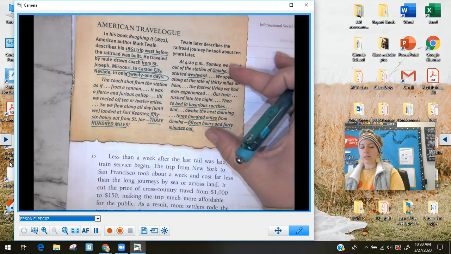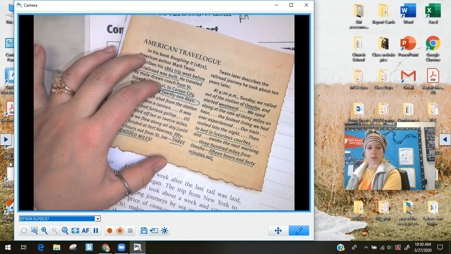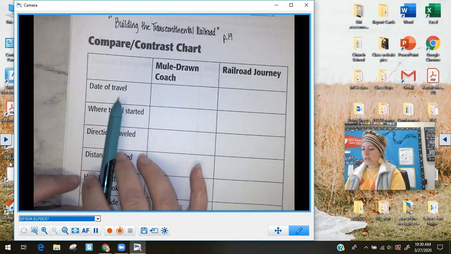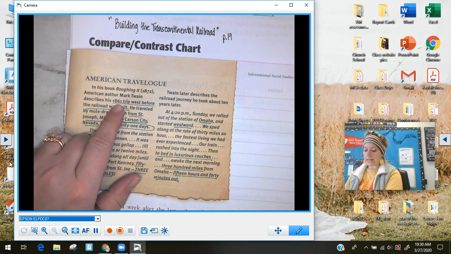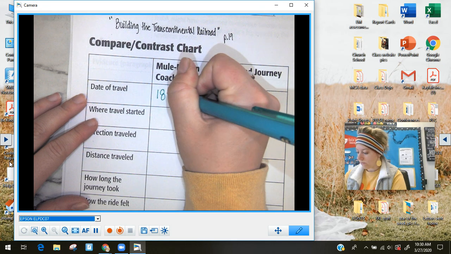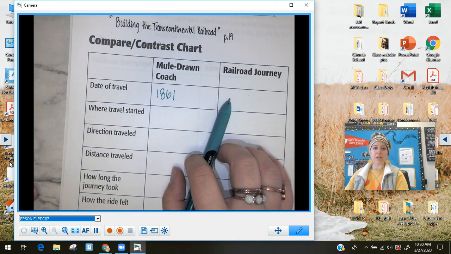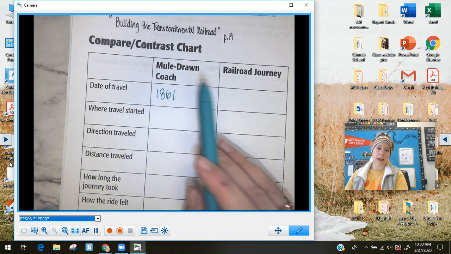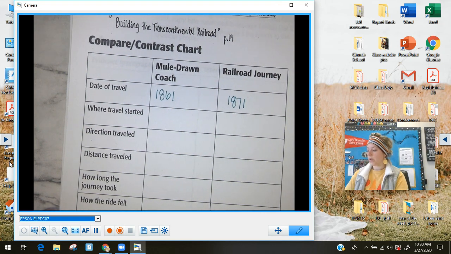Okay, so this is the train ride. This is the donkey ride. So now we're going to use these things that we underlined to fill out our chart. Okay, so the date of travel for the mule-drawn coach, it said, was in 1861. And it said that his railroad journey happened 10 years later. So 1861, add 10 more years would be 1871. Okay.